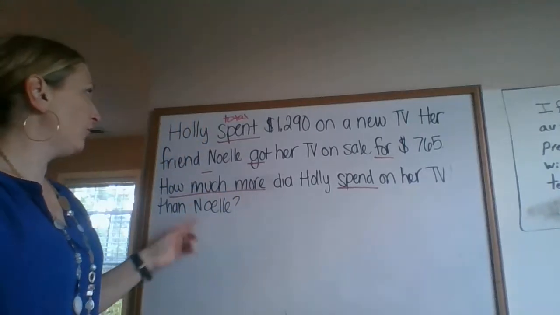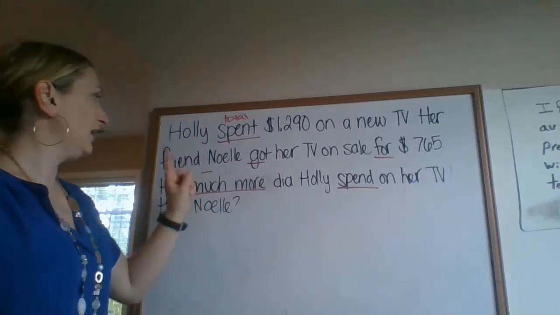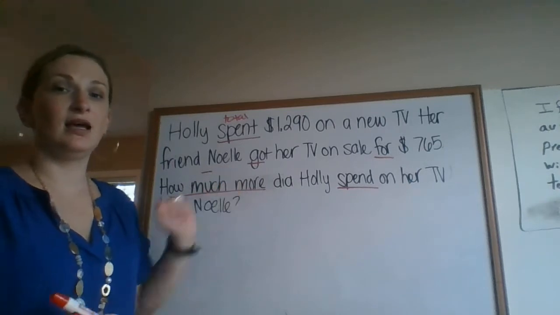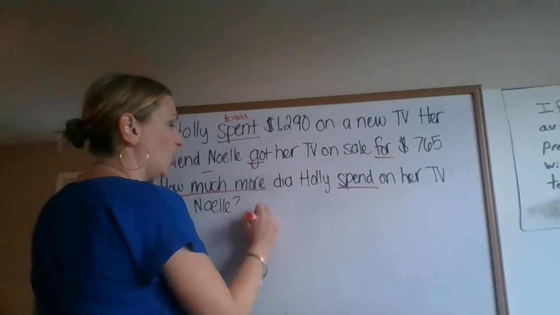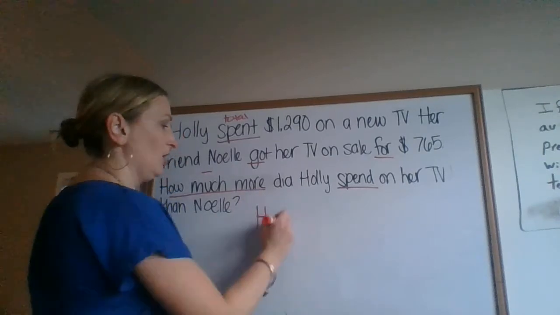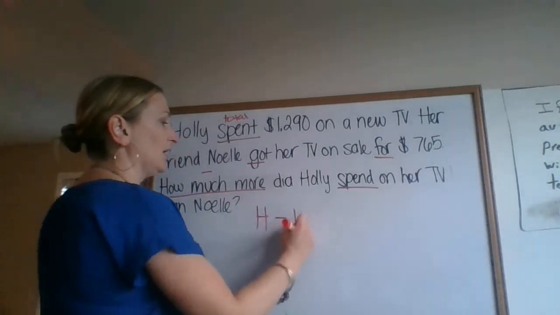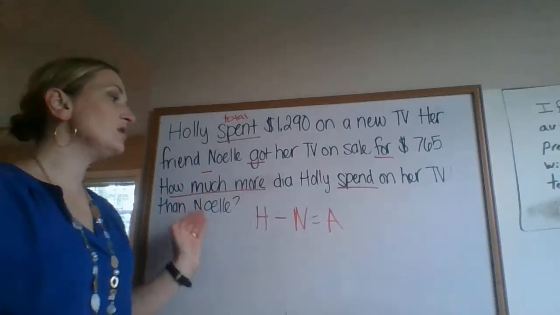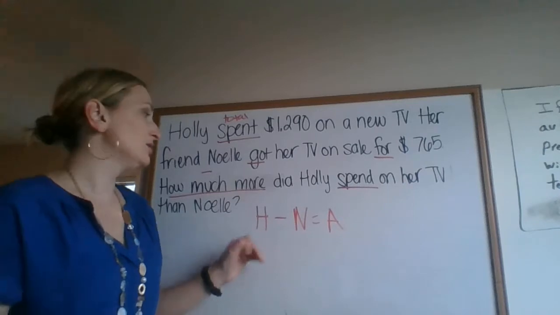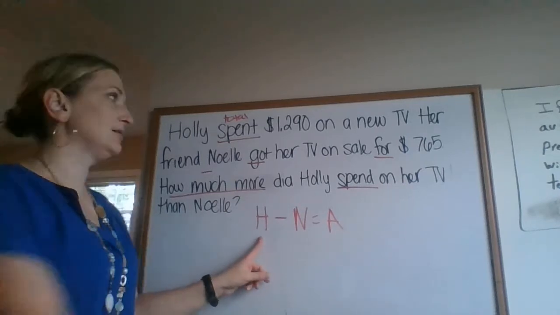So what do we know? We know that Holly and Noelle spent money and got TVs, but we're comparing them. So what we're doing is we're taking Holly's number, we're subtracting it, comparing it against Noelle's, and then that gives us the answer. So now we go back and we plug it in. So do we know Holly's number? Yes.